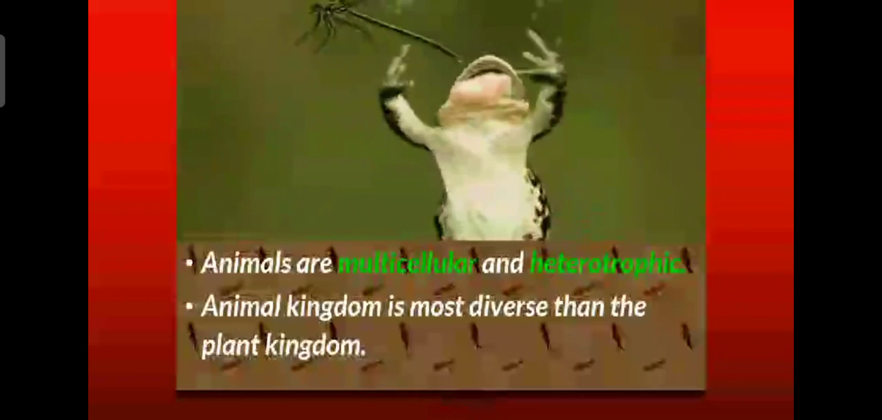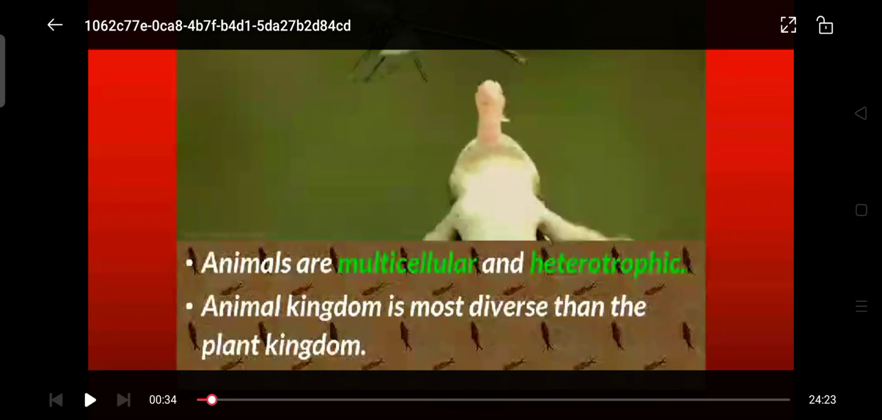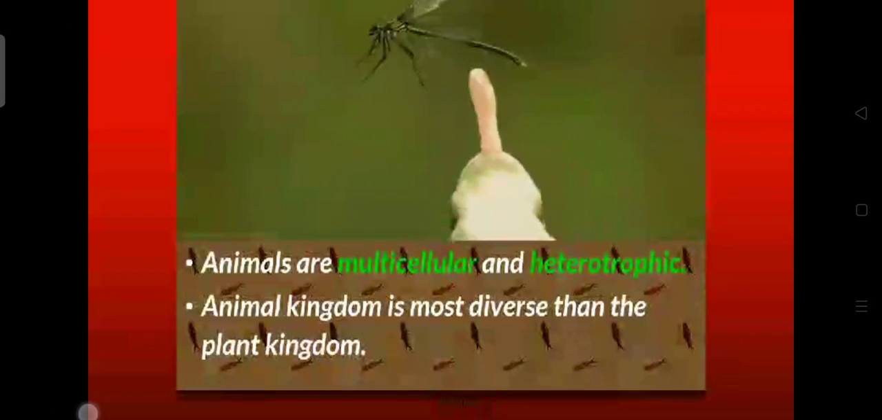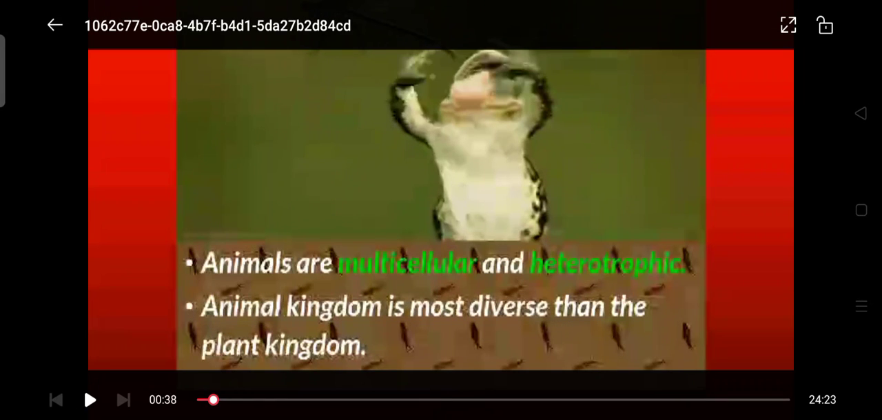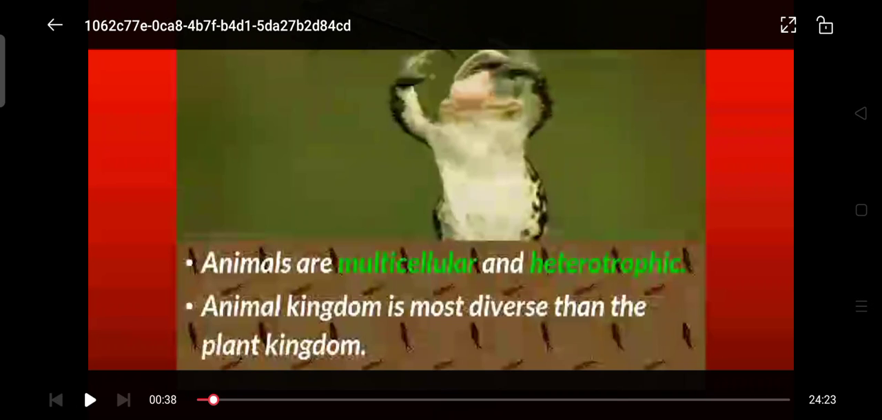Animals are multicellular and heterotrophic organisms. Heterotrophic means they depend on other organisms for their food. Then in the animals, the cell wall is absent. There is a lack of cell wall, and the chlorophyll is also absent. So these are the main characteristics of animals.